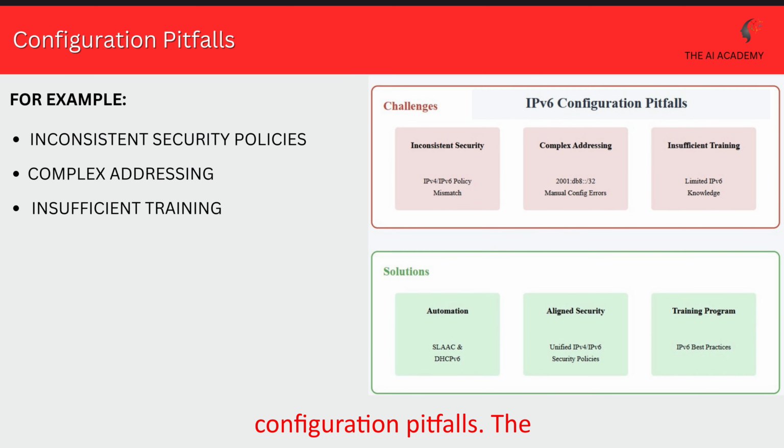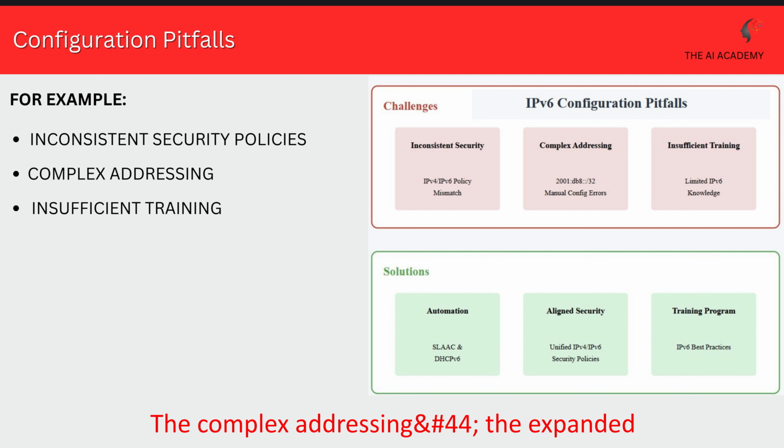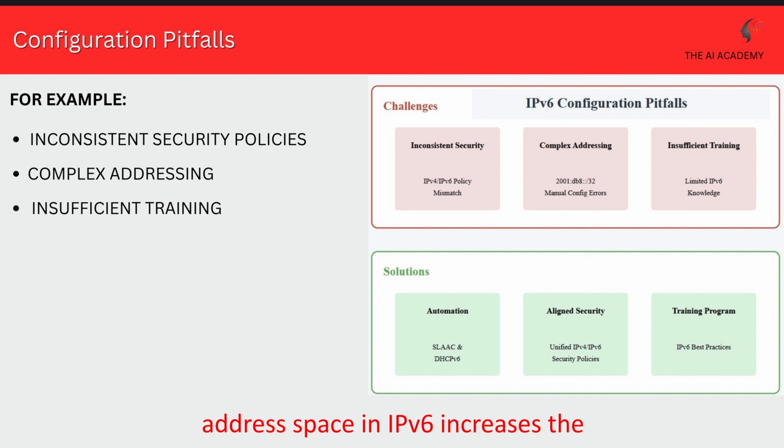Next is the configuration pitfalls. The misconfigurations during IPv6 deployment can create security vulnerabilities and operational issues. For example, the inconsistent security policies: the IPv6 traffic bypasses firewalls and intrusion detection systems configured for IPv4. The complex addressing: the expanded address space in IPv6 increases the risk of errors in manual configurations. The insufficient training: the network administrators unfamiliar with IPv6 may inadvertently create misconfigurations.